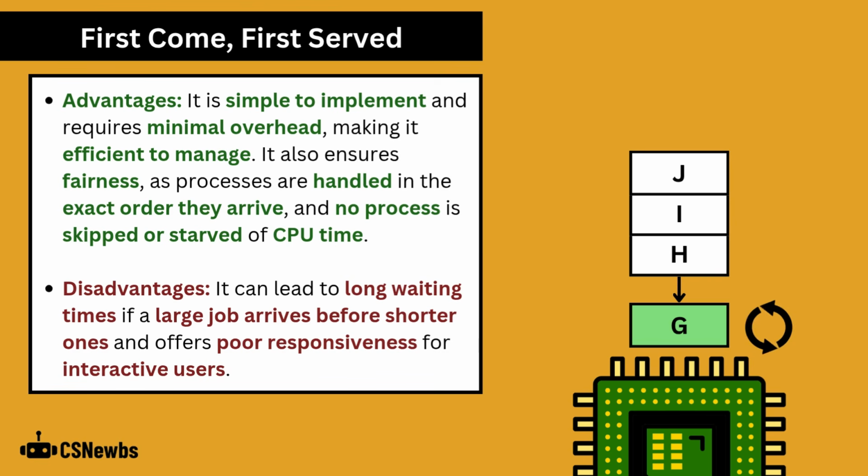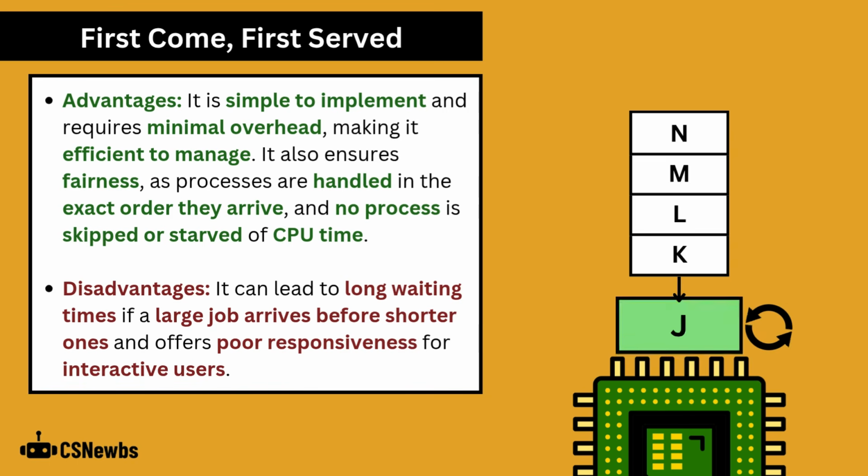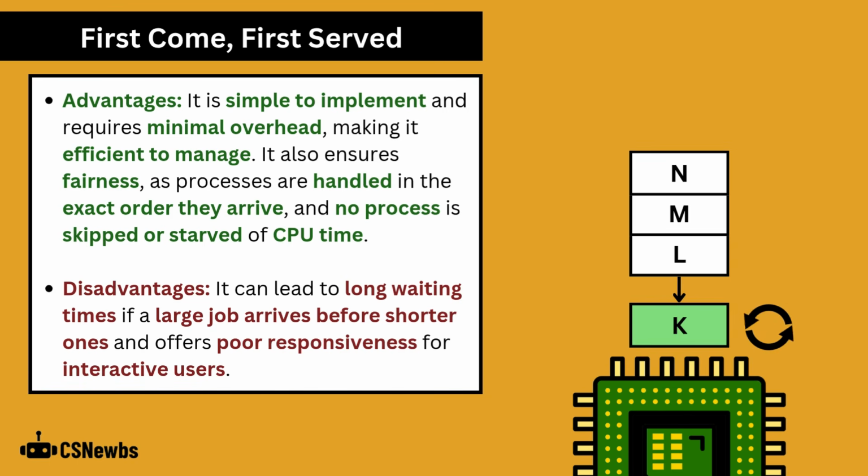An advantage of this scheduling algorithm is that it is simple to implement and requires minimal overhead, making it efficient to manage. In computing, overhead refers to the extra time, memory, or processing power required to manage a task or process, rather than doing the actual work itself. For example, in CPU scheduling, low overhead means the algorithm doesn't waste much processing time deciding which task to run next. Generally, the less overhead, the more efficiently the system can perform useful work.